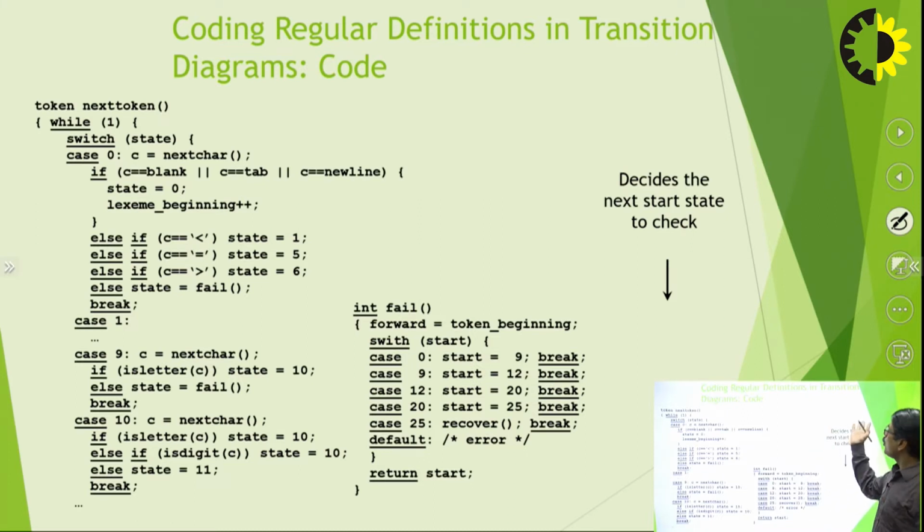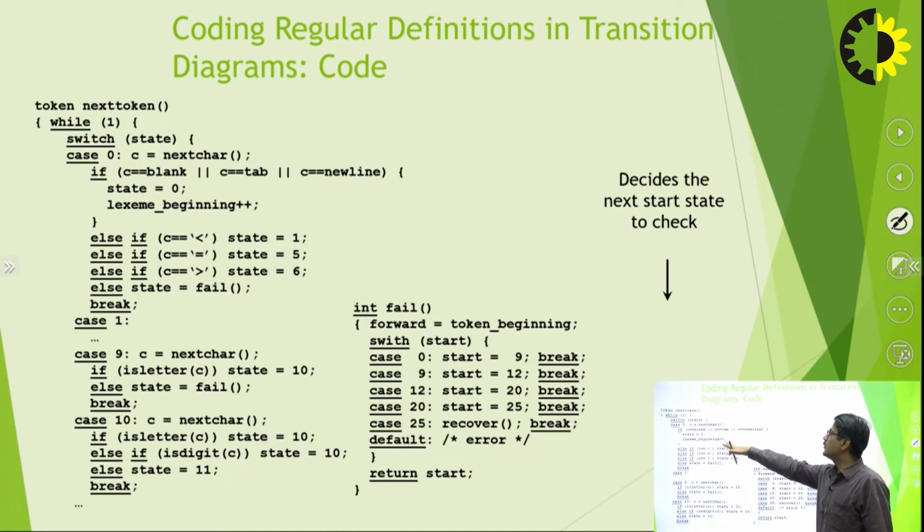If you are taking the code, this is very simple. Here switch case is used. Why is switch case used? Because keyword is also there, your ID identifier is also there, and then different relational operators are also there. So for that, a simple program has been designed for generating the tokens for the previous diagram. While one, switch state, case 0, these are different cases, C equals next char, C equals blank, tab, new line, state equals 0, lexeme beginning.